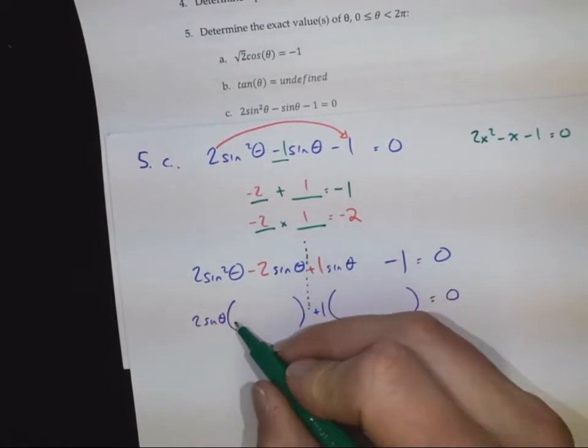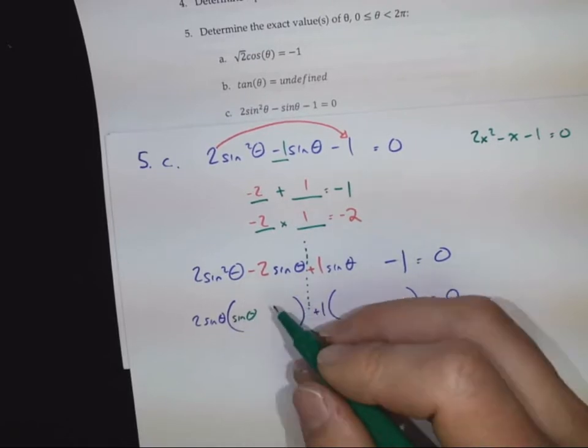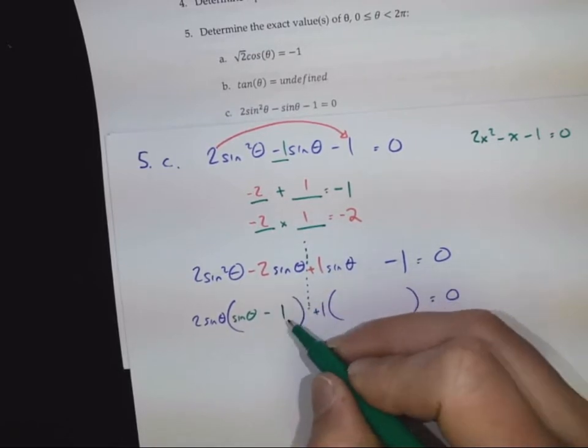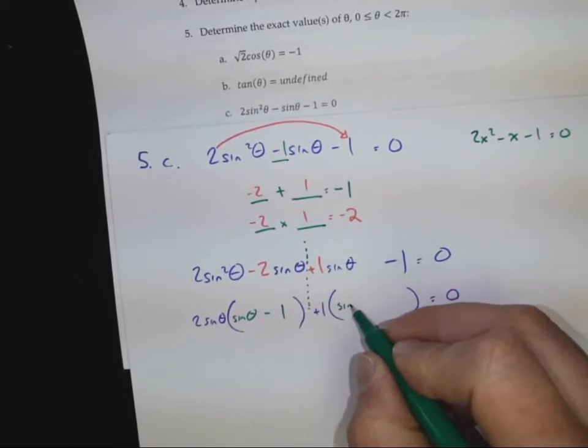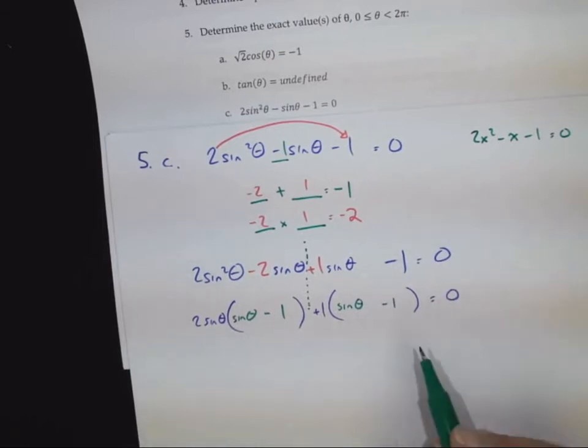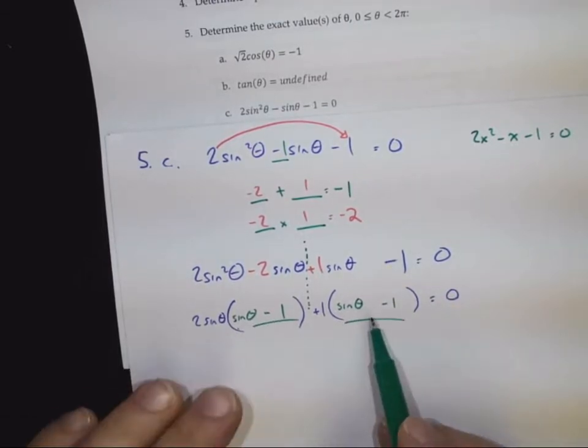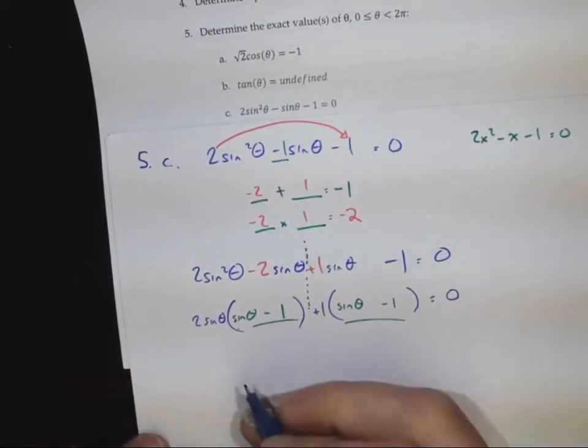And inside here, I get sine theta, take away 1. And same thing here, sine theta, take away 1. Those are common factors, so they're going to be factored out to the front.